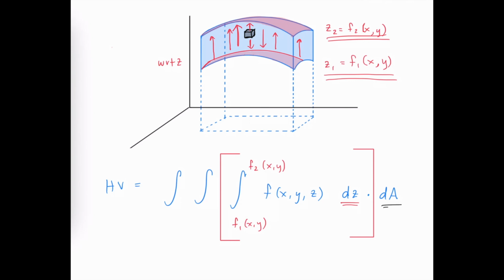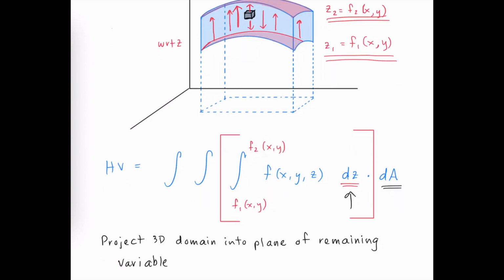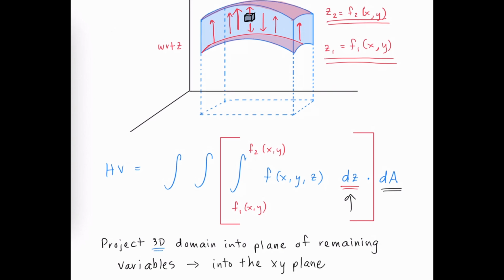Now, to determine the order of dx dy or dy dx, the second two iterations, what we're going to do is project this 3D domain region into the plane of the other two variables, the ones that we did not integrate with respect to in the first iteration. And in this case, that's x and y. And when we project this 3D domain region into the xy plane, we would be looking then at this two-dimensional space in the floor. Let's call it R.